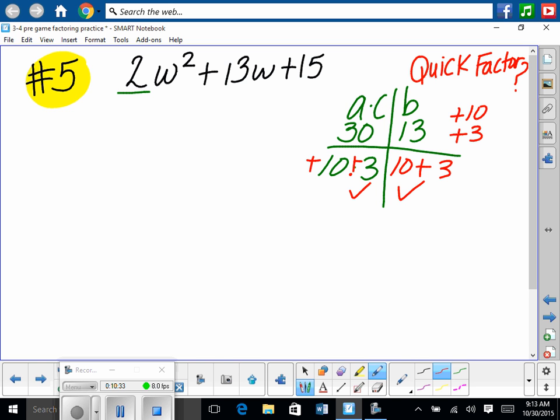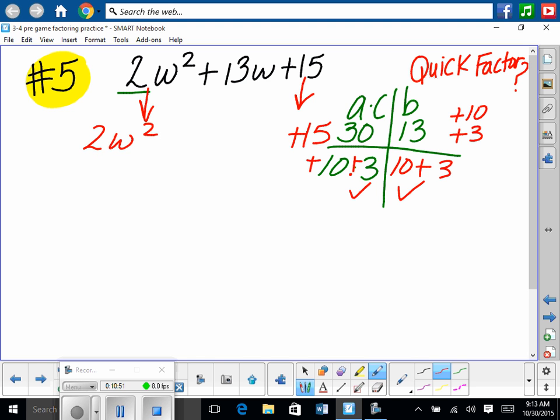So this is the part where we drop and break. But guys, seeing it a second time, it's going to be a lot easier for you. So let's drop and break. We drop down our end terms. So we're dropping down 2w squared, and we're dropping down positive 15. You simply drop down the end terms. Is everybody good with that?